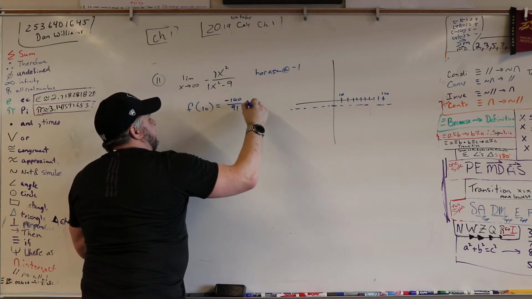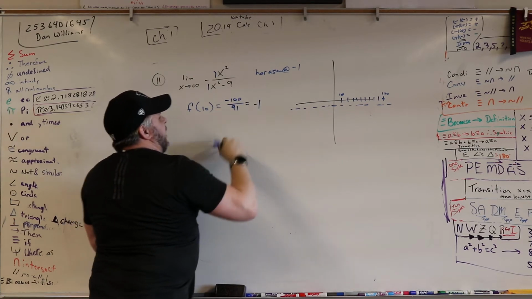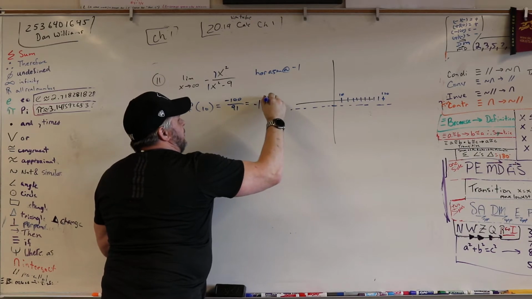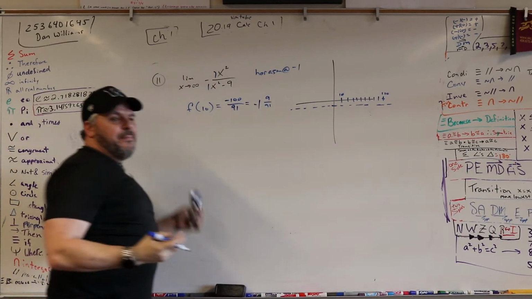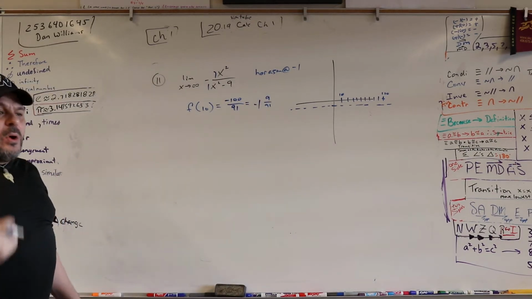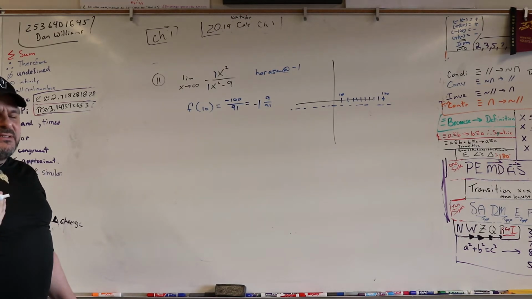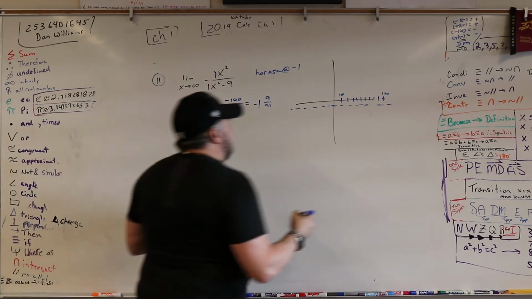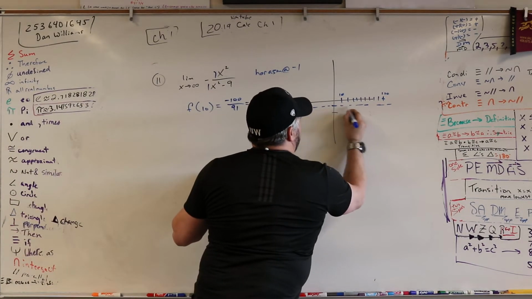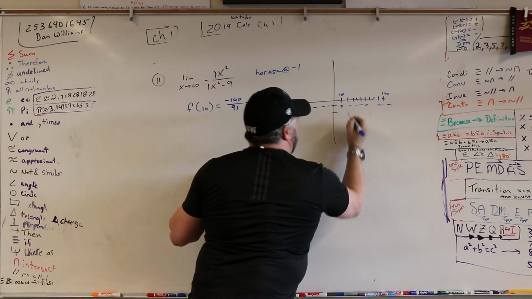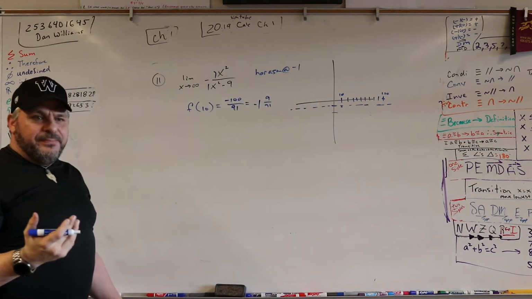All right, so what is that? That's -1 and 8, or 9, left over 91, right? So it's a little bit more than -1. Does that make sense? So that means that it's right here. It's really, really close, right?